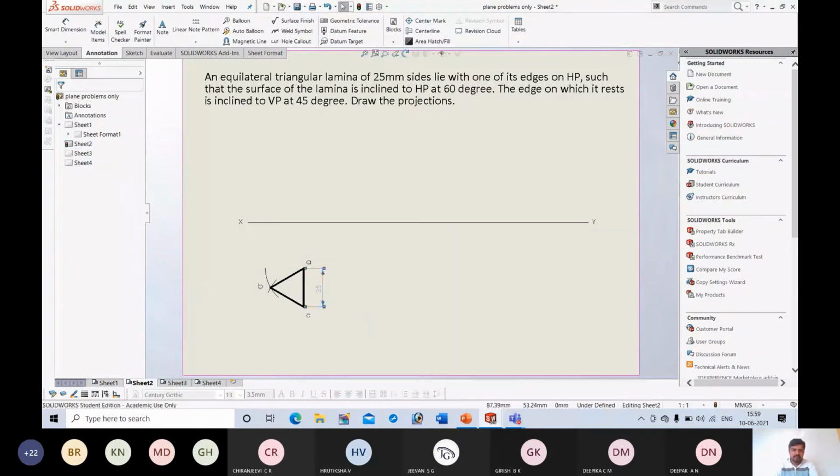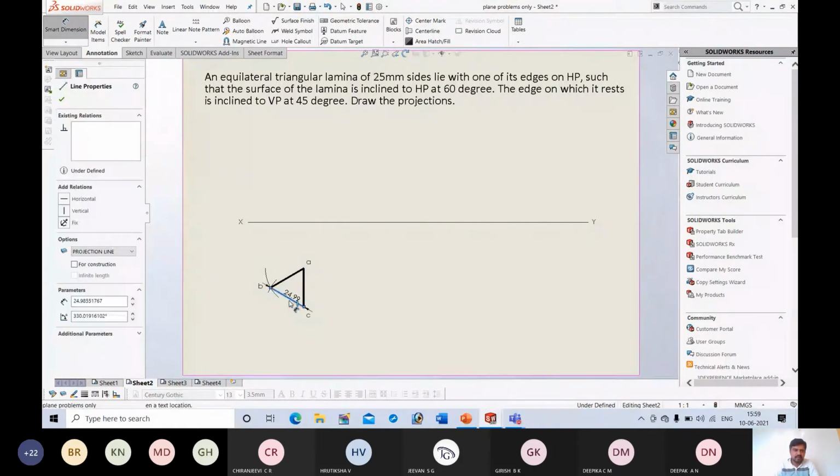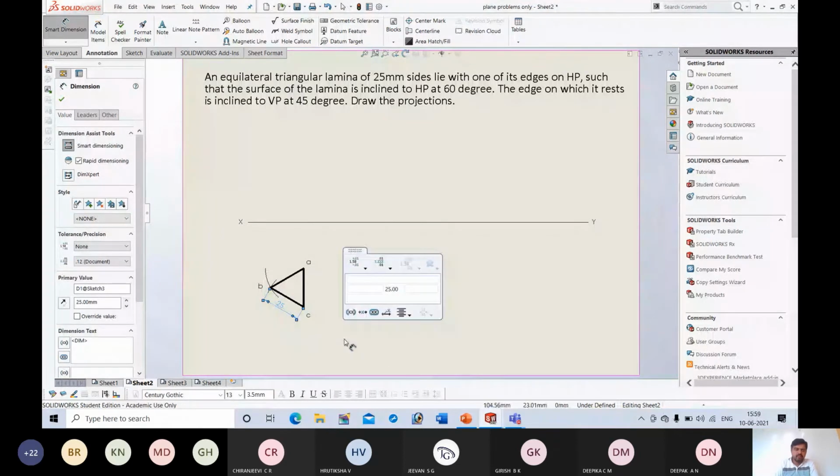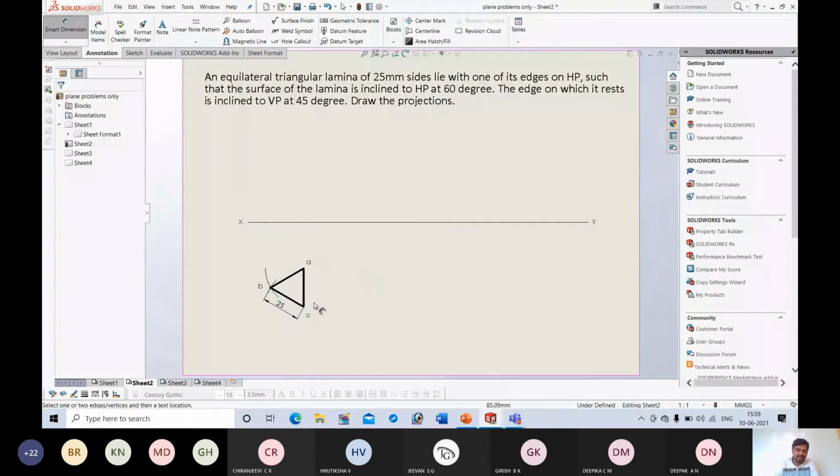So you can dimension any one of the sides. There are three sides, you can dimension any one. So following the procedure, okay, this is the front view. Sorry, not front view. This is the top view.